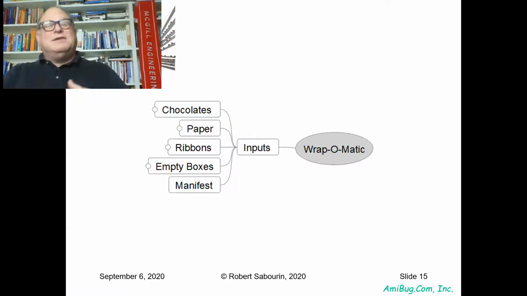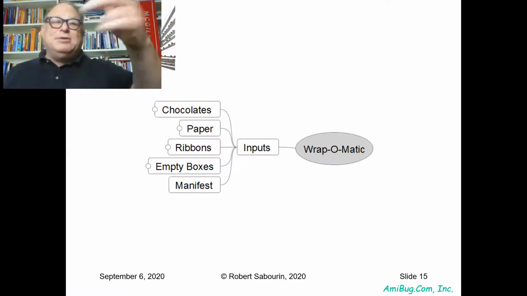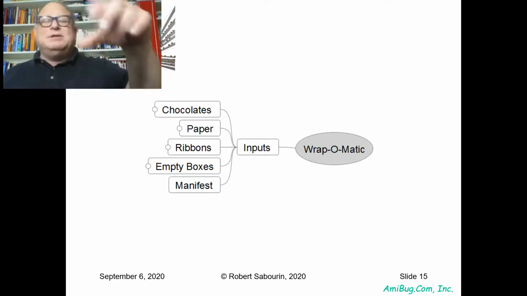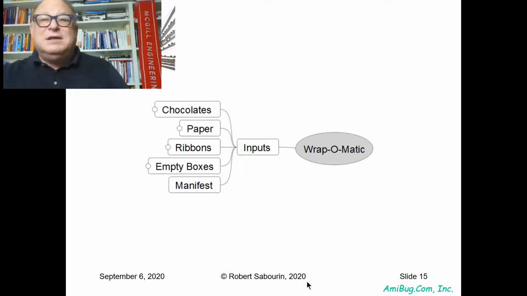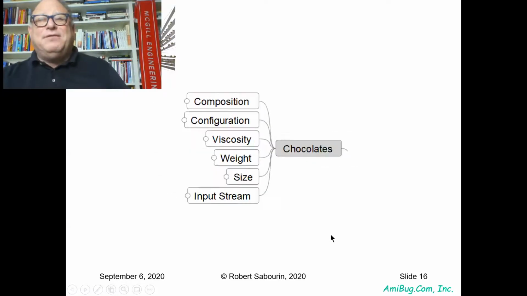So that's called a manifest. Each production run has a manifest, and the manifest tells the Wrap-O-Matic where to put the chocolates in the empty boxes, what type of paper to put on the chocolates, what type of ribbons to put on the chocolates, and which belt has which type of chocolates associated with it. So these are basically input variables.